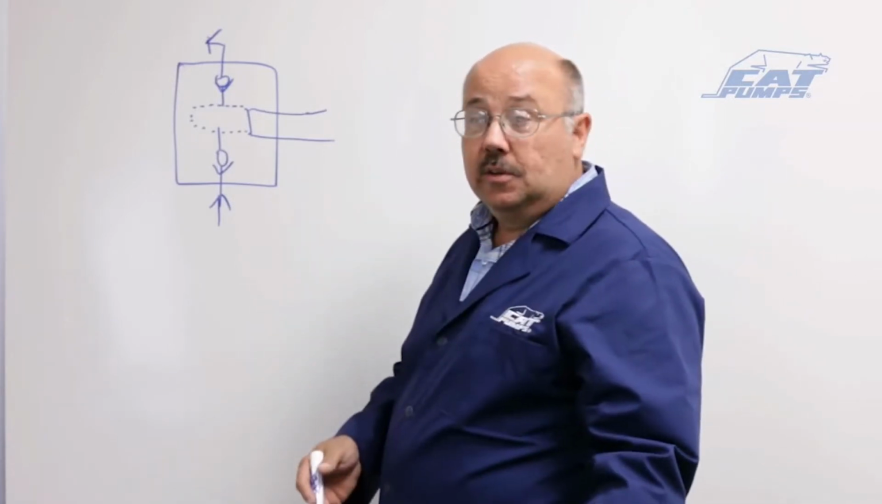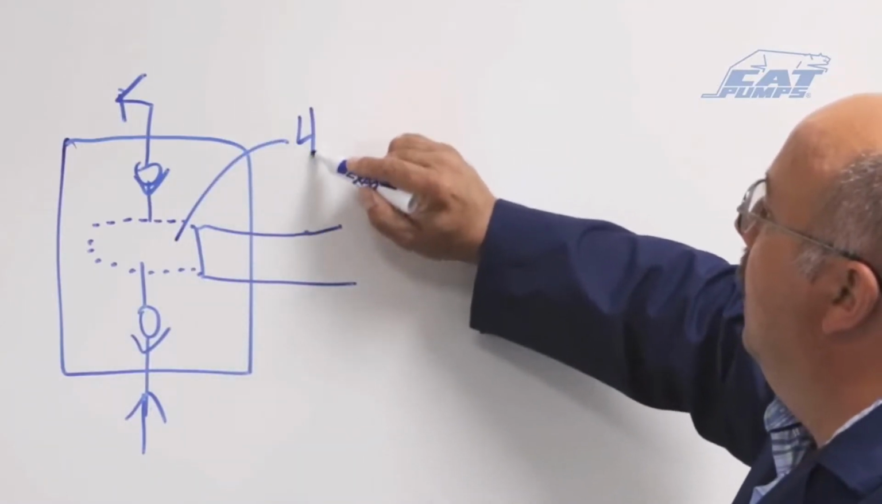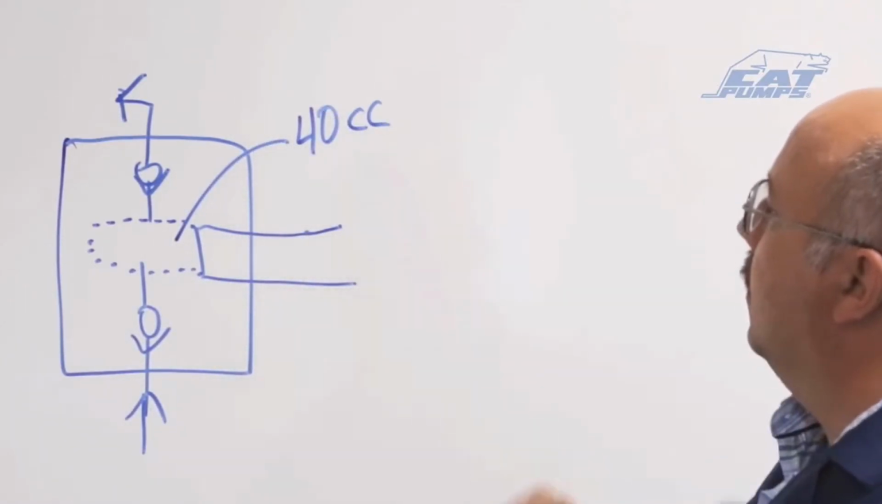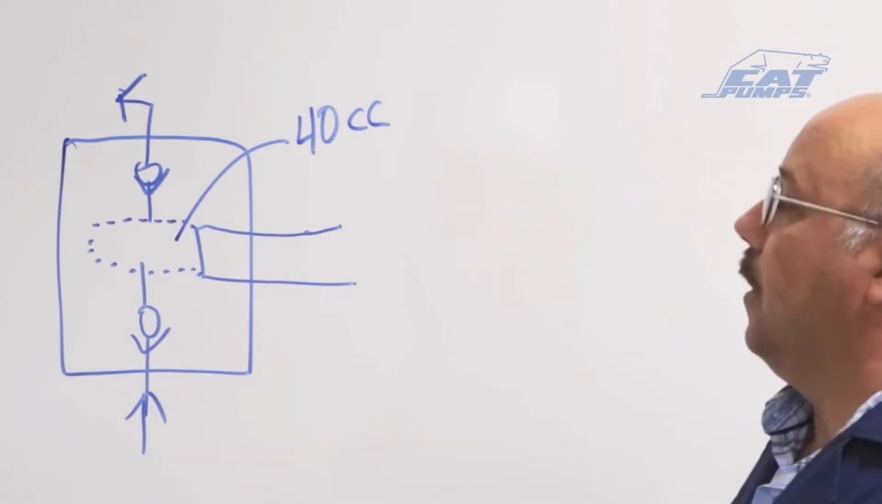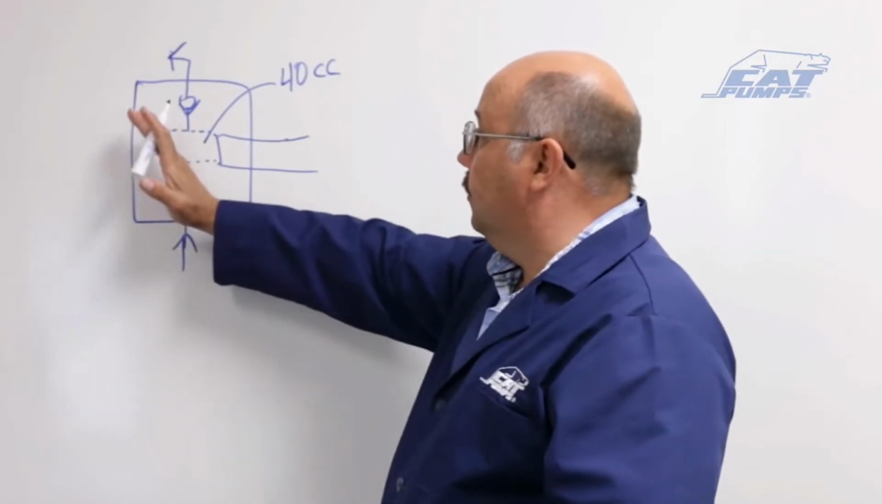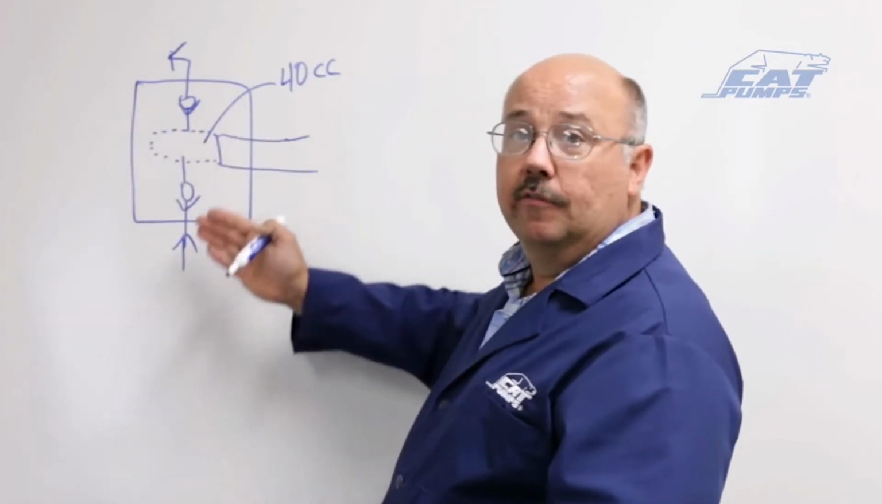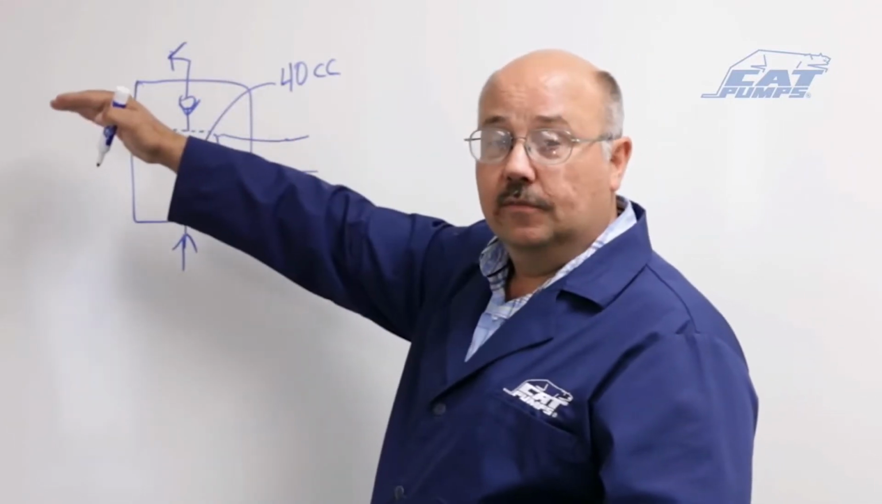Some pumps are larger, some pumps are smaller, but for this example, we're going to talk about a 40 cubic centimeter displacement. That's the volume of that pumping chamber. To operate the pump properly, every time the plunger draws back, it needs to draw in 40 cc's of liquid, and then it'll push out 40 cc's of liquid.